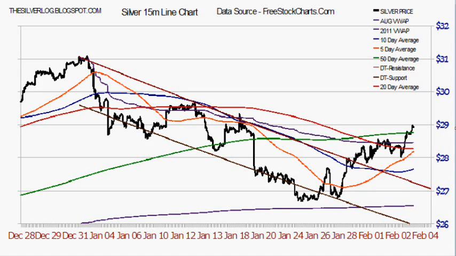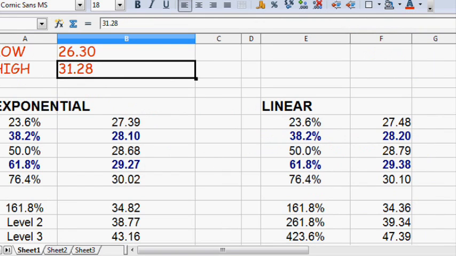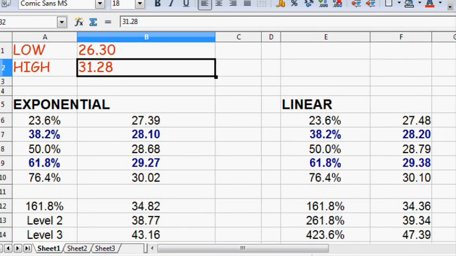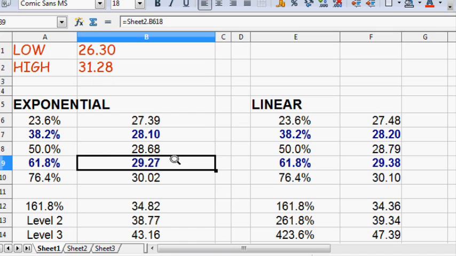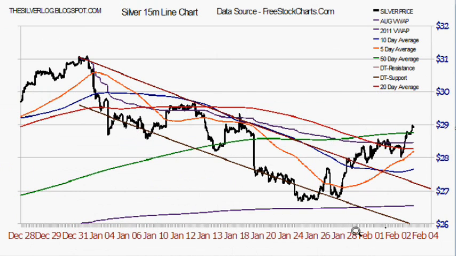And now we can start talking about some Fibonacci levels. If we take a look at the lows of 2630 and the highs of 3128, then that gives us an exponential level of 2927, which works out to 2938 on a linear level.